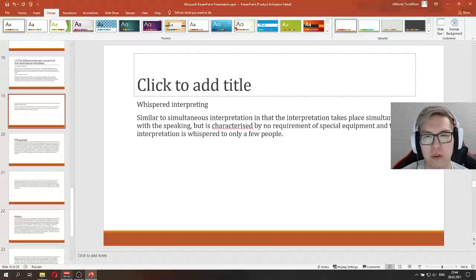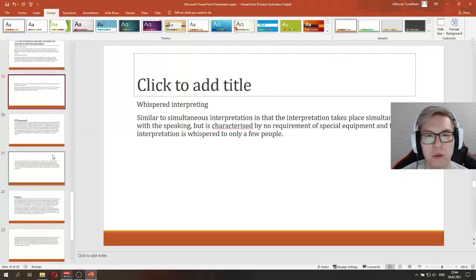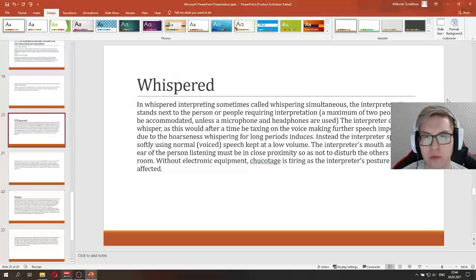And also whispered interpreting, similar to simultaneous interpretation in that the interpretation takes place simultaneously with the speaking, but characterized by no requirement of special equipment, and the interpretation is whispered only to a few people. In whispered interpreting, sometimes called whispering simultaneous, the interpreter sits or stands next to the person or people requiring interpretation. A maximum of 2 people can be accommodated, unless a microphone and headphones are used.